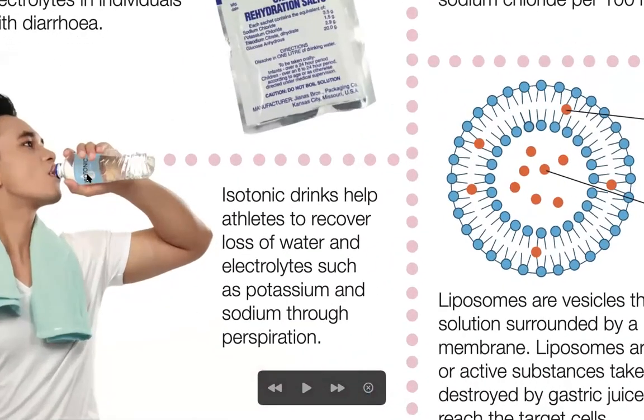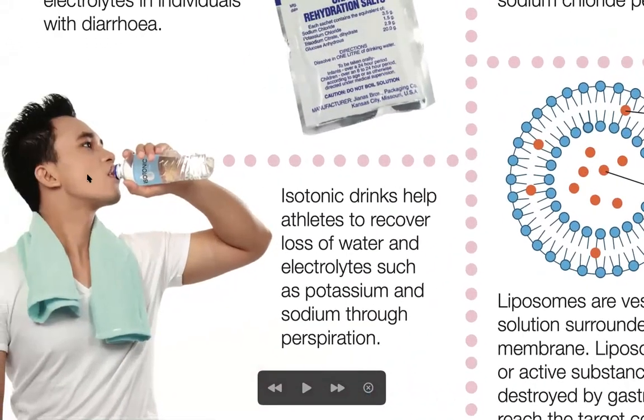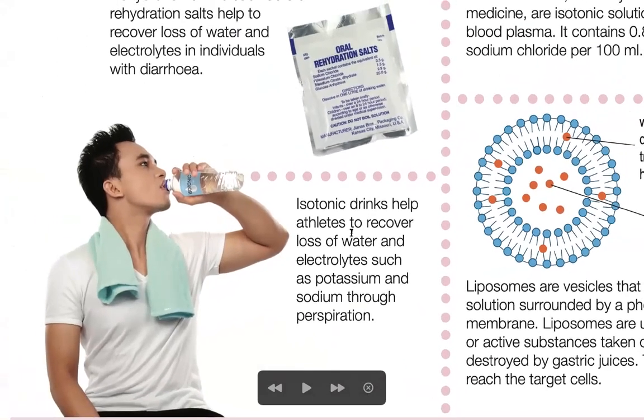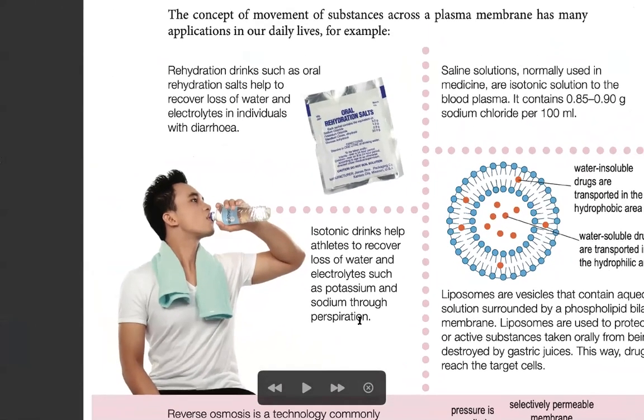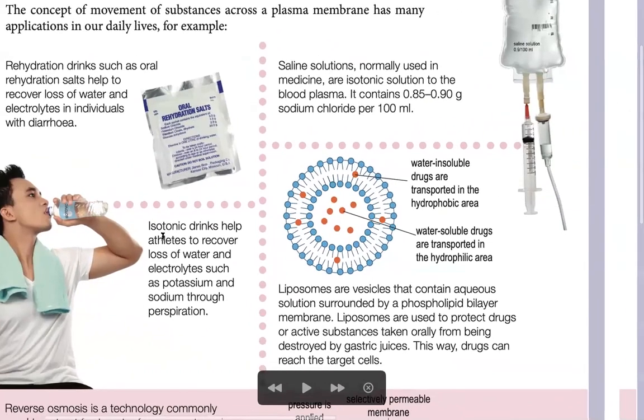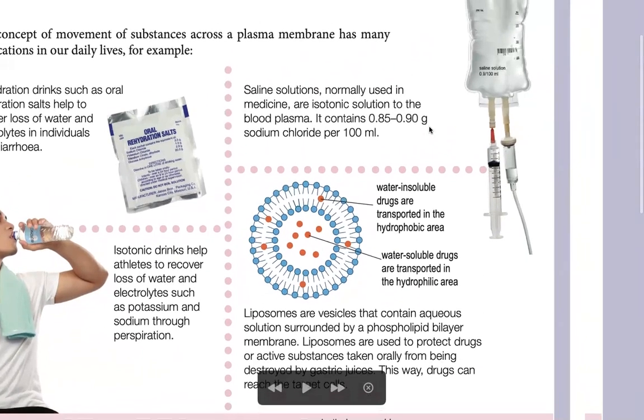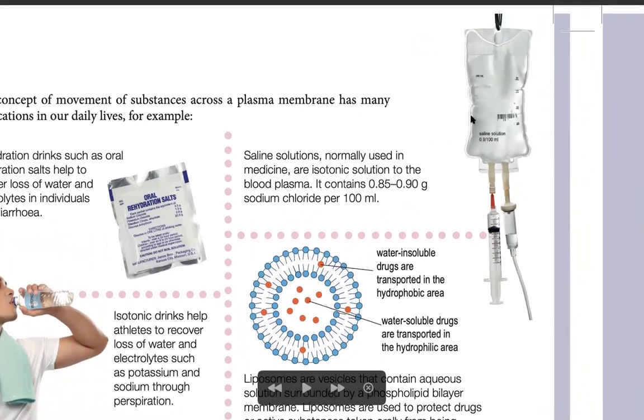Lepas tu ni, diminum air apa ni? Isotonic drink. Ni isotonic drink will help athlete to recover the loss of water and electrolyte such as potassium and sodium through perspiration. Okay. So sebab itulah, athlete they basically will consume isotonic drink. Okay. Why? To recover the water loss. Okay, the next one, saline solution. Ni saline. Okay, saline solution ni nama lain bagi larutan garam.